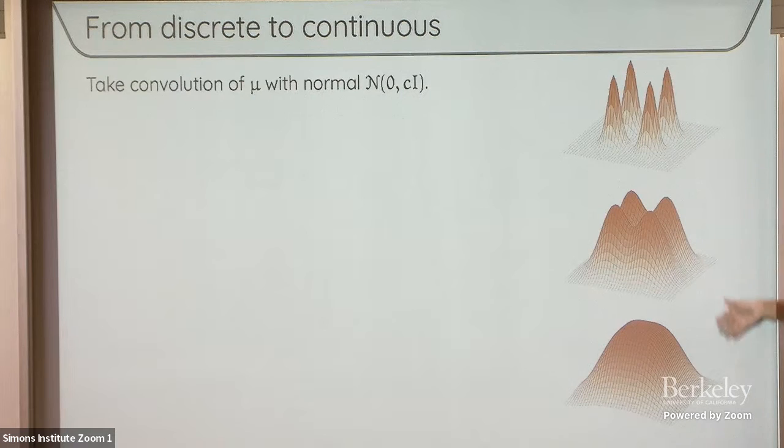And here I've drawn the picture of 3 different convolutions with increasing width of the Gaussian. As you can see, my distribution here is very jaggedy, and then suddenly here I get a very nice unimodal distribution. It no longer has 2 modes and stuff.